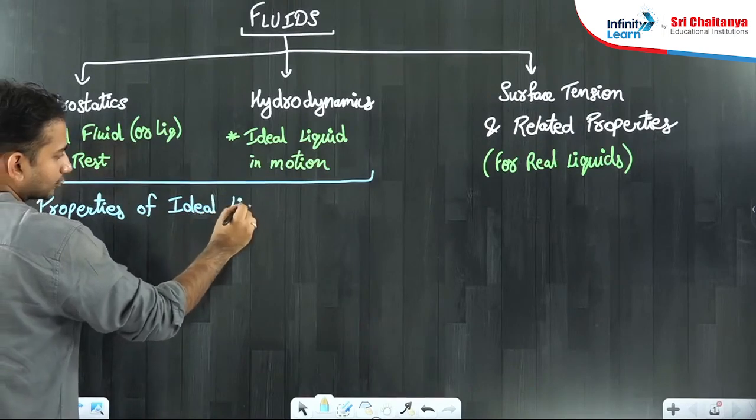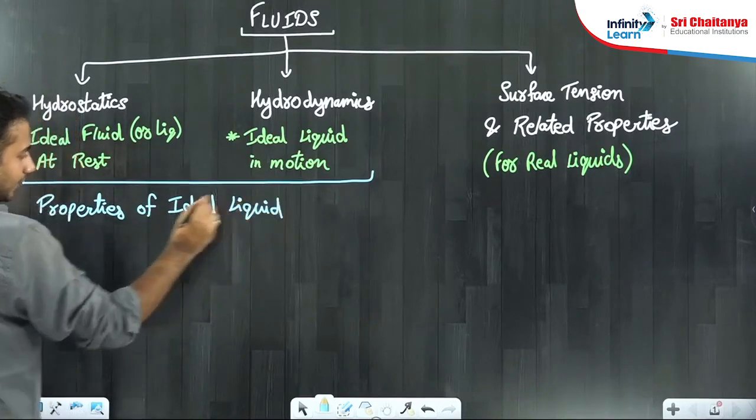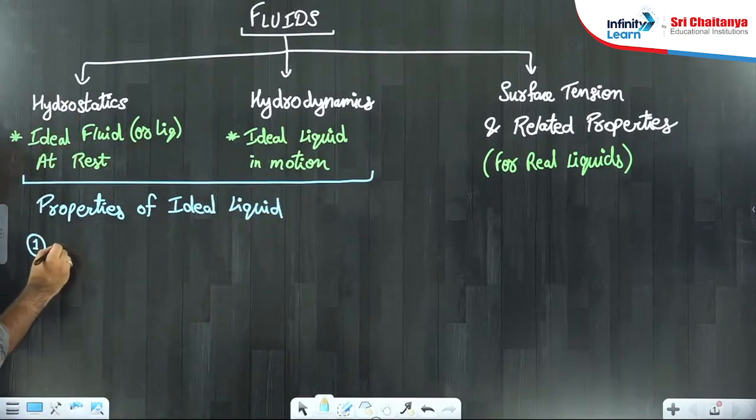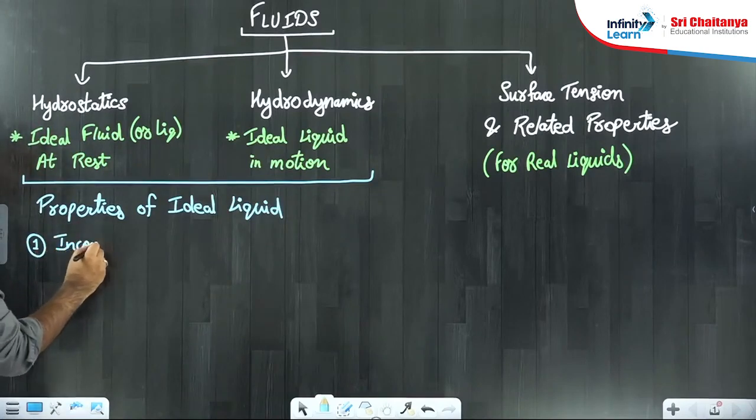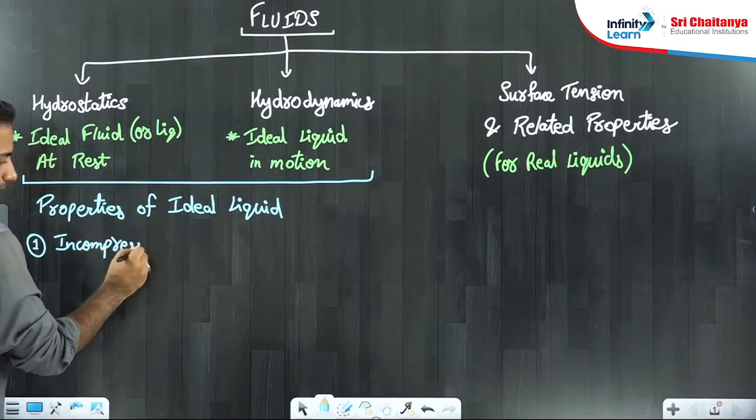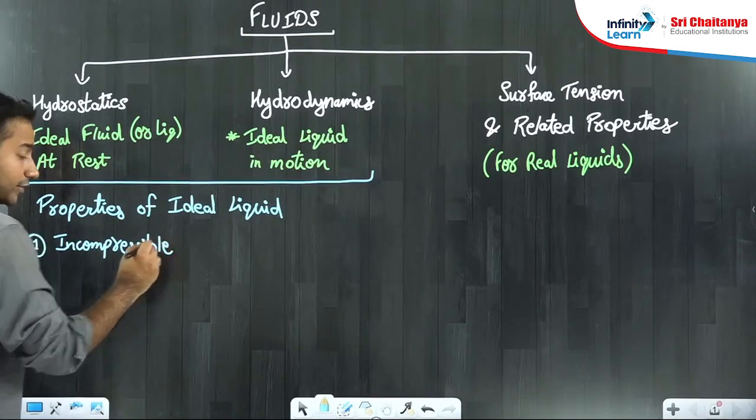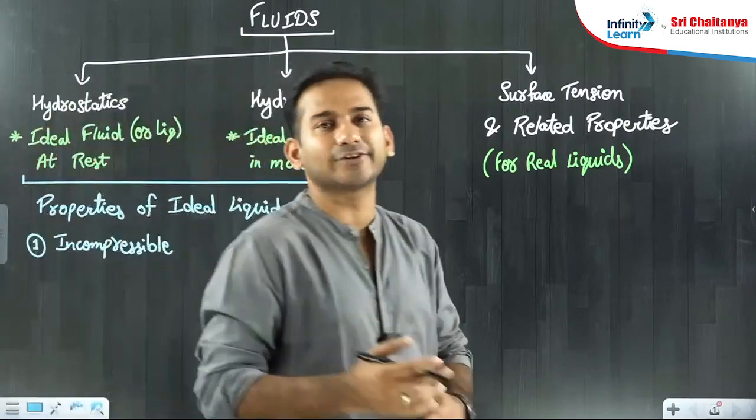Properties of ideal liquid. There are four properties of ideal liquid. First, ideal liquid is incompressible. You cannot compress an ideal liquid. So if you cannot compress the ideal liquid, its density cannot be changed.